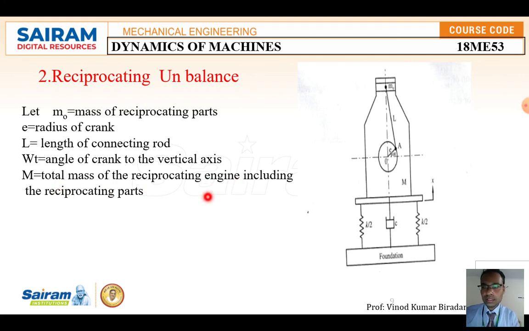Normally it is similar to the rotating unbalance. The unbalanced mass m naught, which is reciprocating, consists of the mass of the piston, piston pin, and connecting rod. Here the to and fro motion takes place while operating. Let us consider this notation: m naught is the mass of the reciprocating parts, e is the radius of the crank, l is the length of the connecting rod, and omega t is the angle of the crank to the vertical axis. After rotating there will be an angle here. M is the total mass of the reciprocating engine including the reciprocating parts m naught.